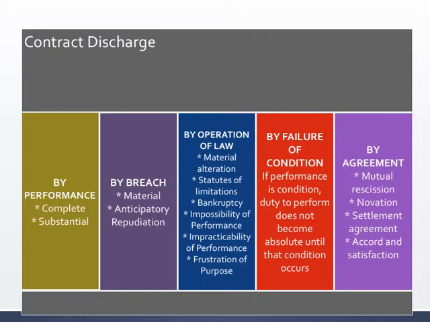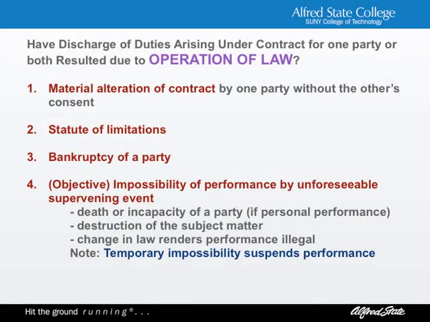There are 6 different ways in which the obligations of one or both parties can be discharged under the contract. They don't have to perform anymore by one of these reasons. Okay. So let's just go down the list of 6.